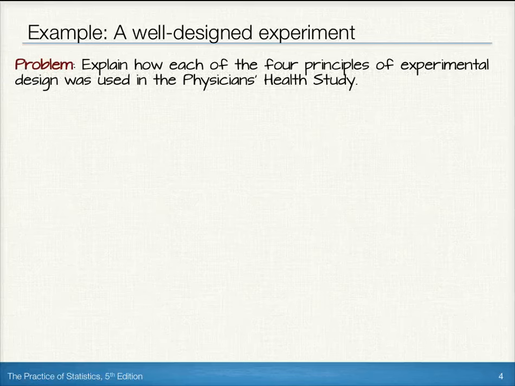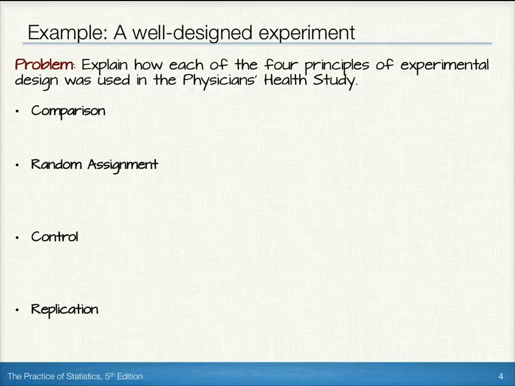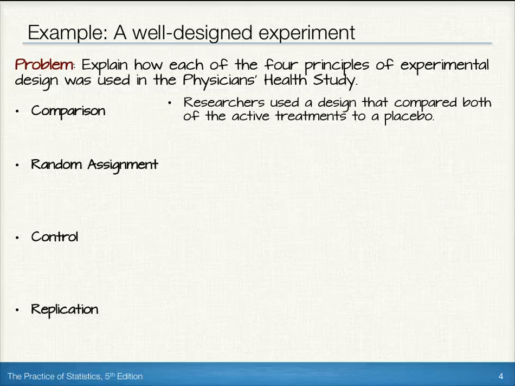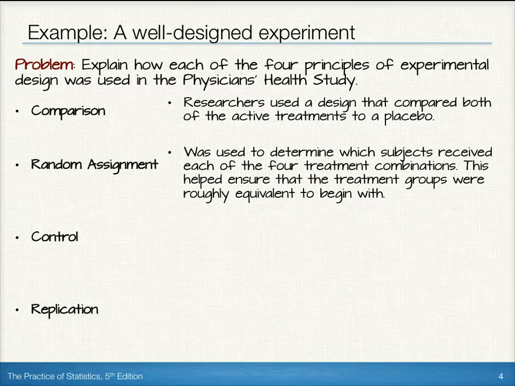Now let's explain how each of the four principles of experimental design was used in this study. Now you'll recall the four different principles are comparison, random assignment, control, and replication. For comparison, we note that researchers used a design that compared both of the active treatments to a placebo. For random assignment, we note this was used to determine which subjects received each of the four treatment combinations. This helped ensure that the treatment groups were roughly equivalent to begin with.